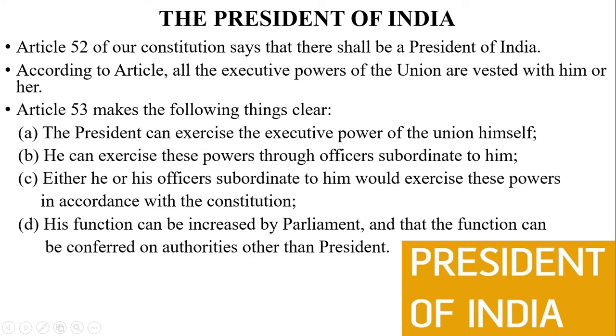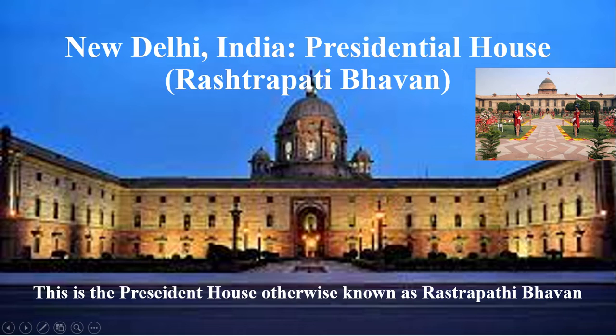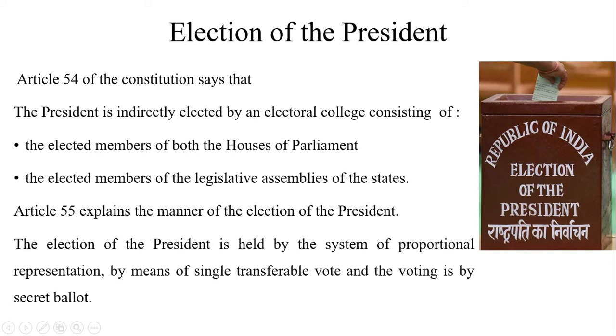The functions of the President can be increased by Parliament, and that function can be conferred on authorities other than the President. This is the President House, otherwise known as the Rashtrapati Bhavan. Article 54 of the Constitution says the President is indirectly elected by an electoral college consisting of the elected members of both the Houses of Parliament and the elected members of the legislative assemblies of the states.